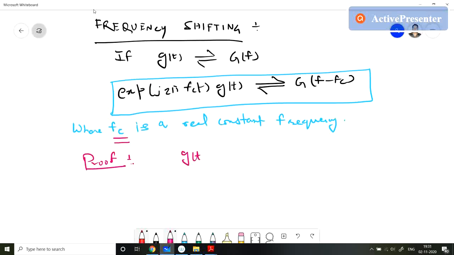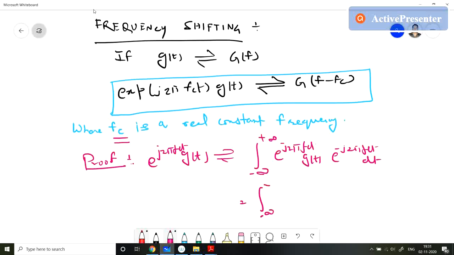So the Fourier transform of e raised to the power j 2 pi f c t times g(t) is equal to the integral from minus infinity to plus infinity of e raised to the power j 2 pi f c t times g(t) times e raised to the power minus j 2 pi f t dt, and that we can write as the integral of g(t) e raised to the power minus j 2 pi (f minus f c) t, because we have already taken f c here, so we need to take f here.